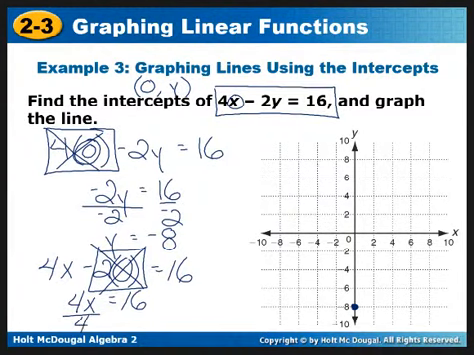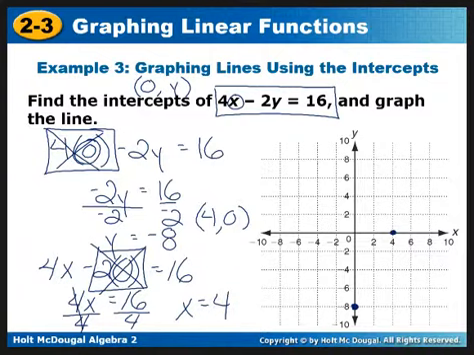When I perform the opposite operation here, the 4's will cancel. So x is going to equal 4. So I have just arrived at the point (4, 0) as my x-intercept. So I'm going to go over to the right 4 spaces and up 0 spaces to get my x-intercept. And now I've given myself, again, a general idea of where the graph is going to be.